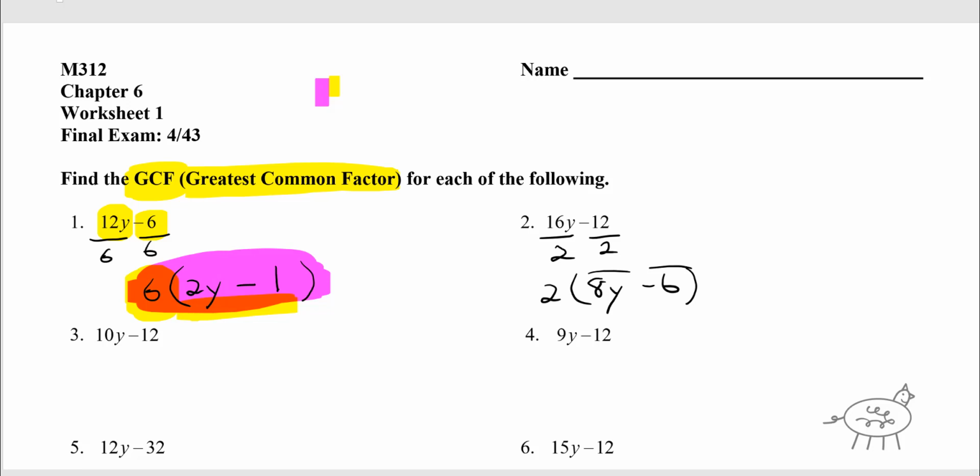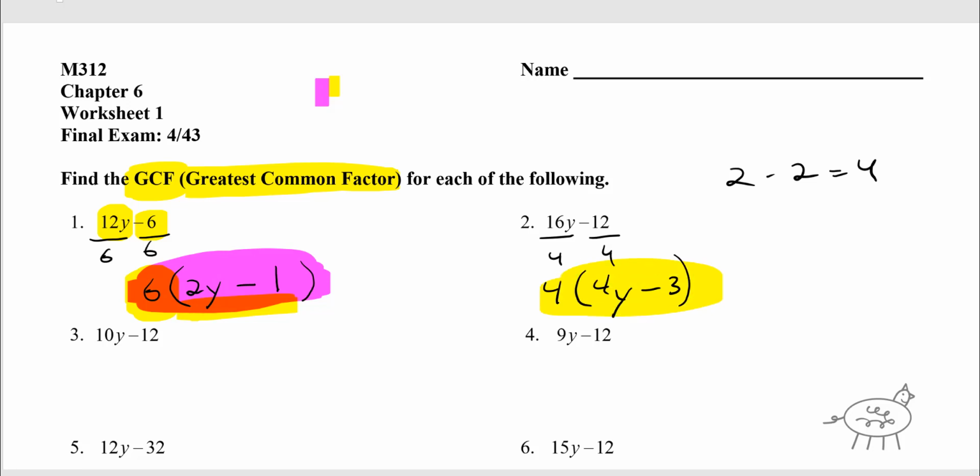So I'm going to erase this and make it a 4, because if I can take out a 2, and another 2, 2 times 2 is 4. I'm going to divide both sides by 4. I get 4, parentheses, and then 16y divided by 4 is 4y minus 3. That's my answer, because you can't do anything more with that. Nothing can go into 4 and 3 evenly.